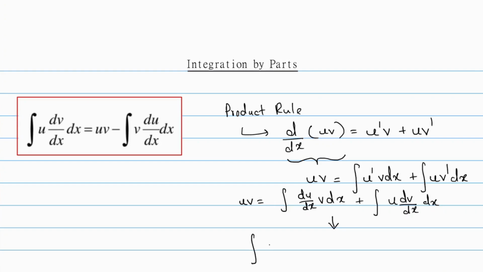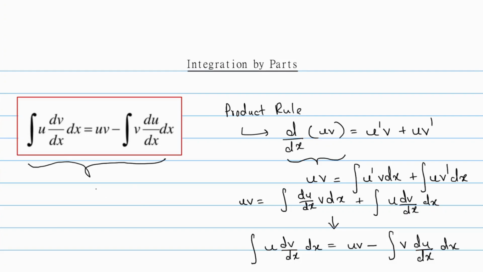So this can then be written as integration u dv by dx dx equals, so this comes over here, and therefore uv minus integration of v du by dx. So as you can see, this formula is exactly what we have over here.